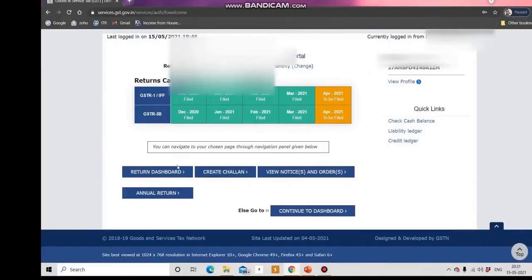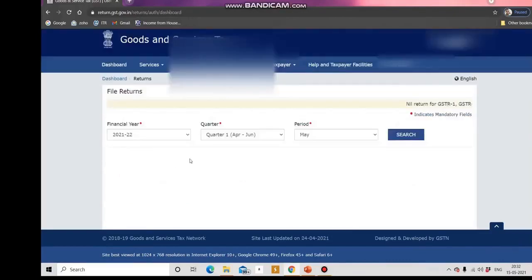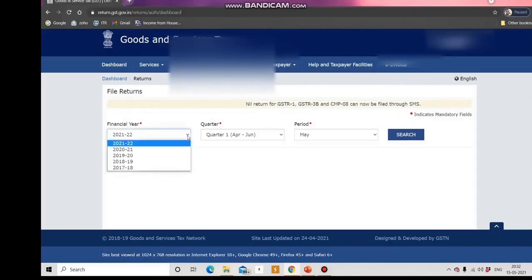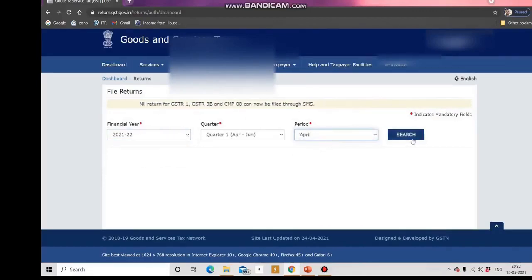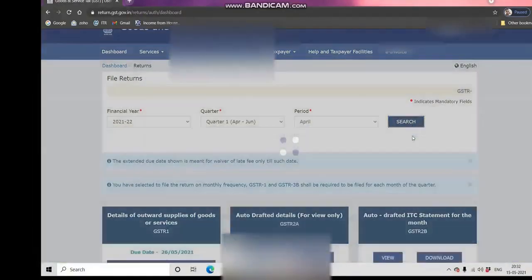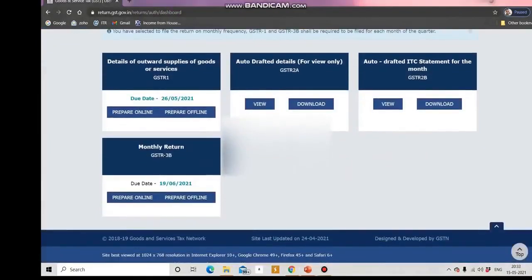So now we are on the GST website. This is the dashboard of the GST site. Now we need to go to the return dashboard. We'll see how to file April 2021 return. So here financial year 21-22, here April. Here we can see the due date of April 21 3B return is 19 June 2021.